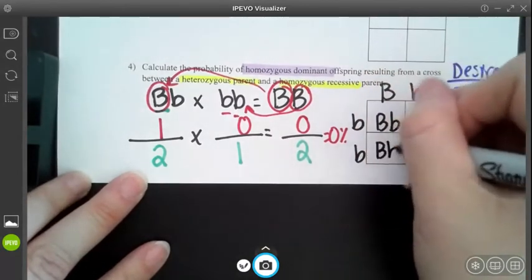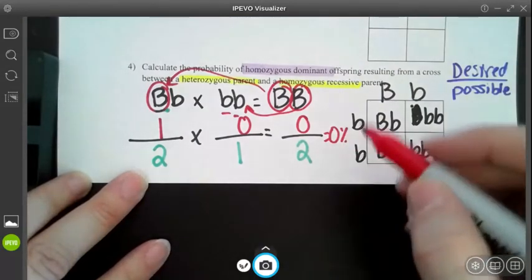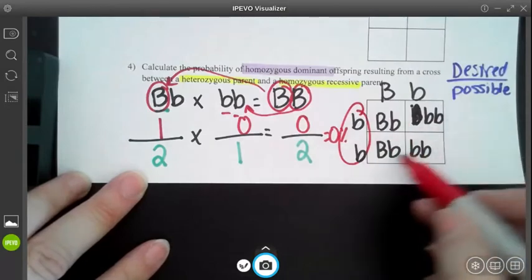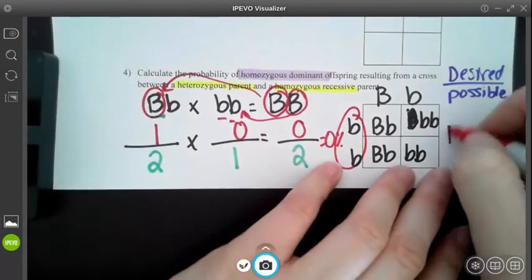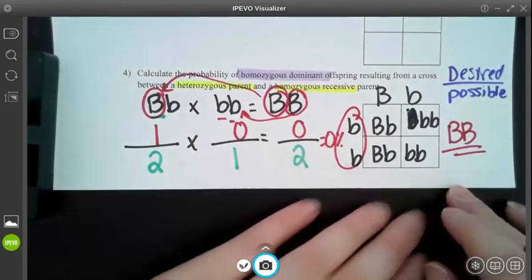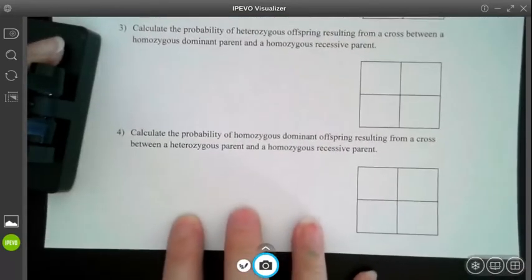And you can see that since my one parent doesn't have big letter, big B is missing. Cannot happen, so it's 0%. Okay, now we're going to do number 3.